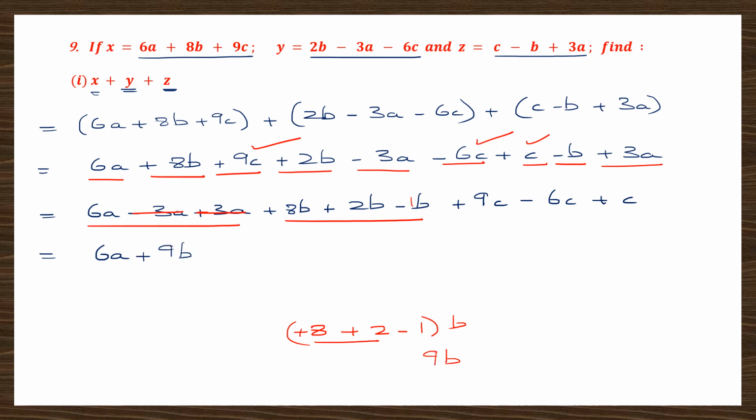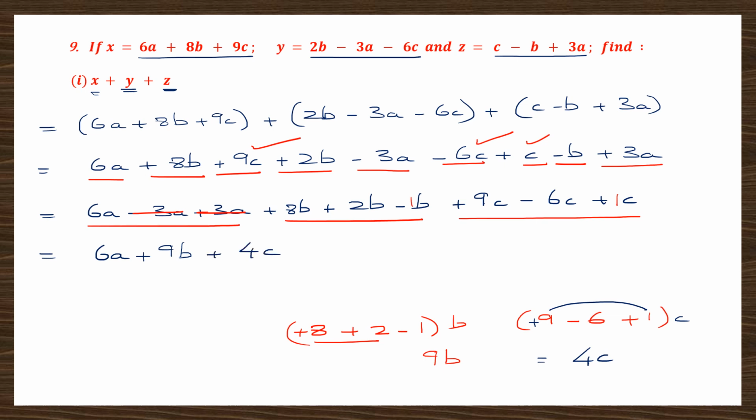Plus 9b. Now let's go on to the c's. Let's take only the numbers. So that will be 9 minus 6 plus 1. So that is 1c. Now add up the numbers which have the plus sign. So we have plus 9 and plus 1. 9 plus 1 is 10. 10 minus 6 is 4. So that is plus 4c.